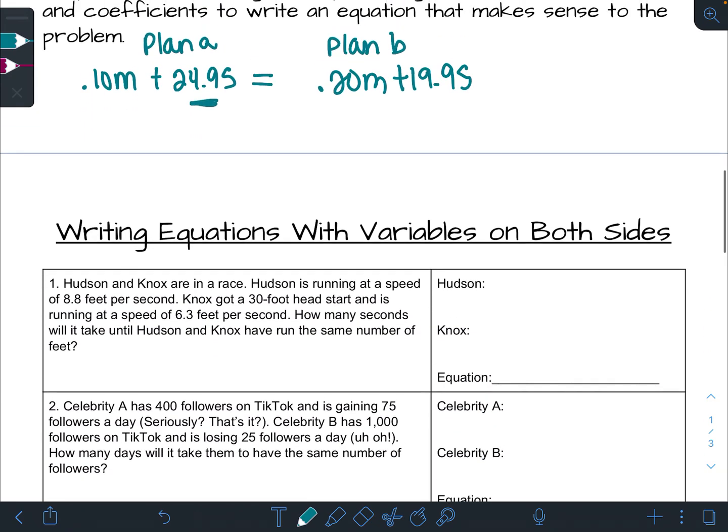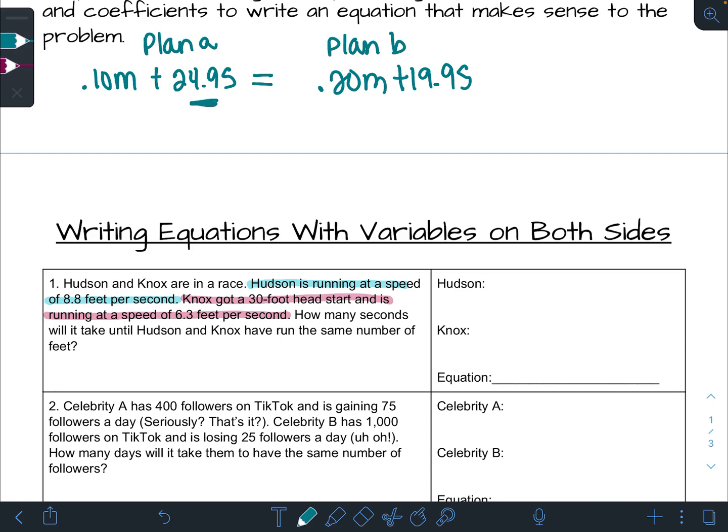So let's just look at one of the examples really quick, and then I will stop the video. I'm going to link another example at the bottom that's a little bit tougher. So I know that Hudson and Knox are in a race. Hudson is running at a speed of 8.8 feet per second. Knox got a 30-foot head start and is running at a speed of 6.3 feet per second. So when I'm identifying my variable, what my unknown is, it wants to know how many seconds will it take until Hudson and Knox have run the same number of feet.